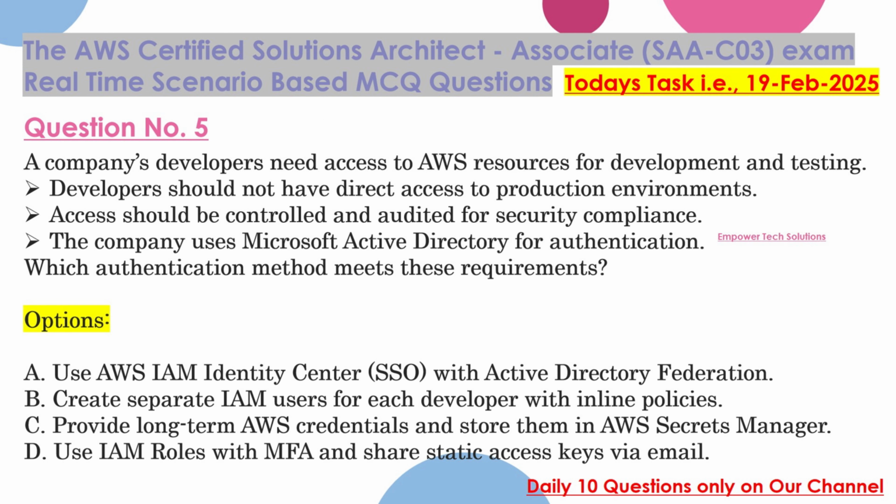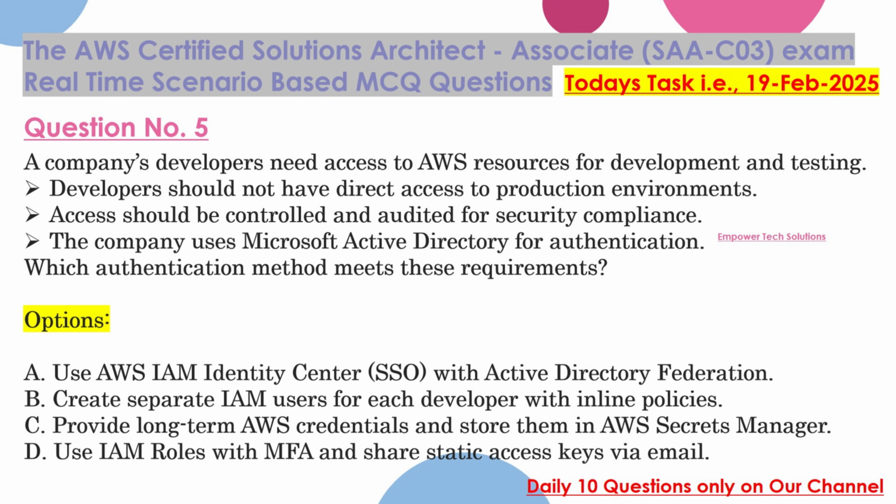Question 5. A company's developers need access to AWS resources for development and testing. Developers should not have direct access to production environments. Access should be controlled and audited for security compliance. The company uses Microsoft Active Directory for authentication. Which authentication method meets these requirements?